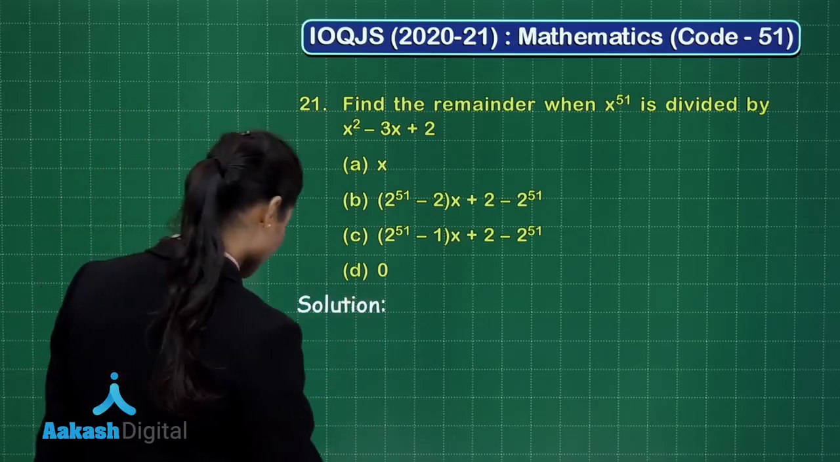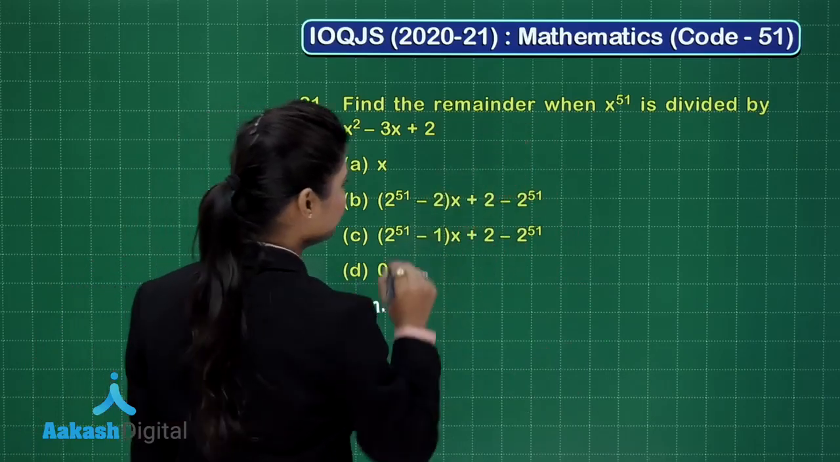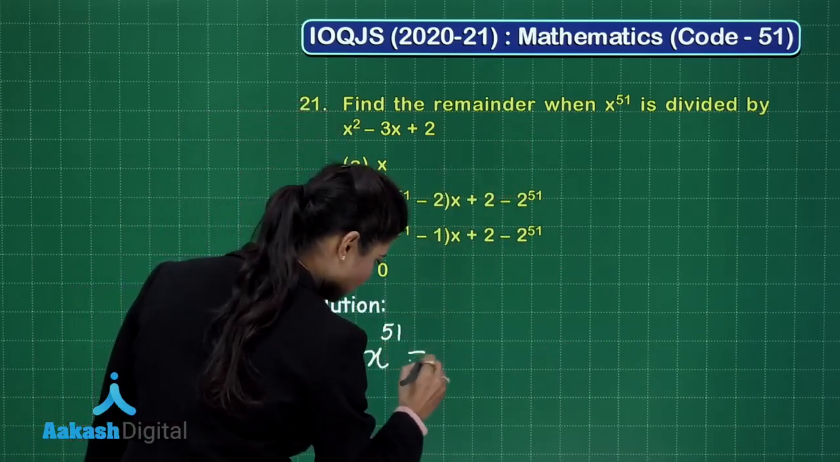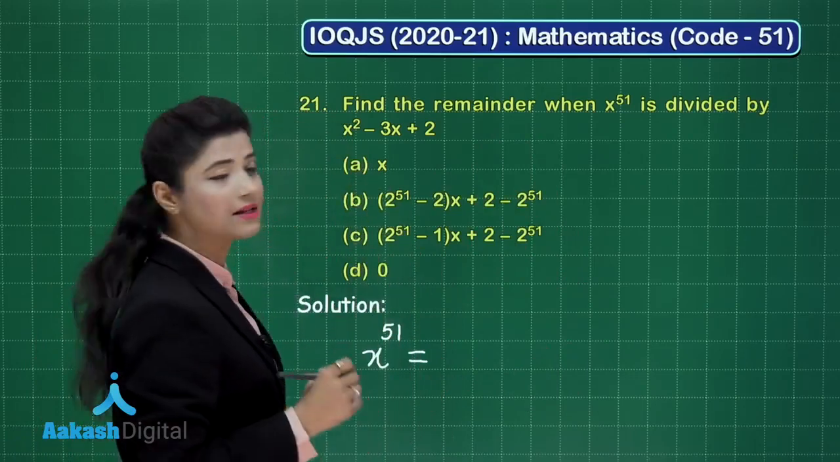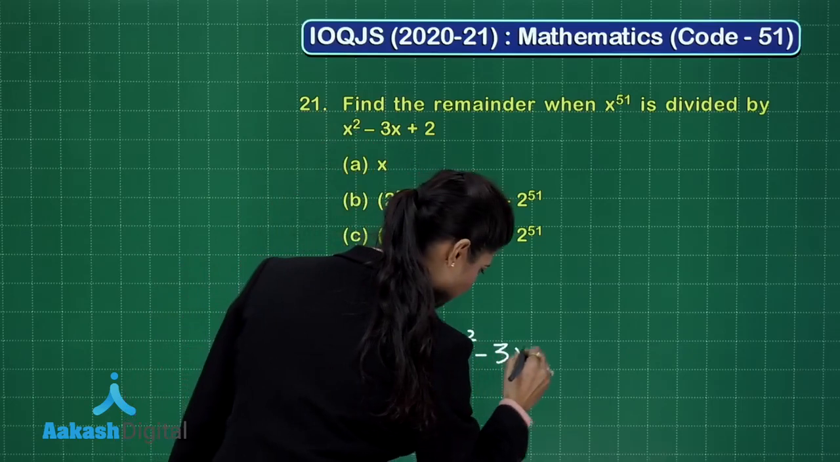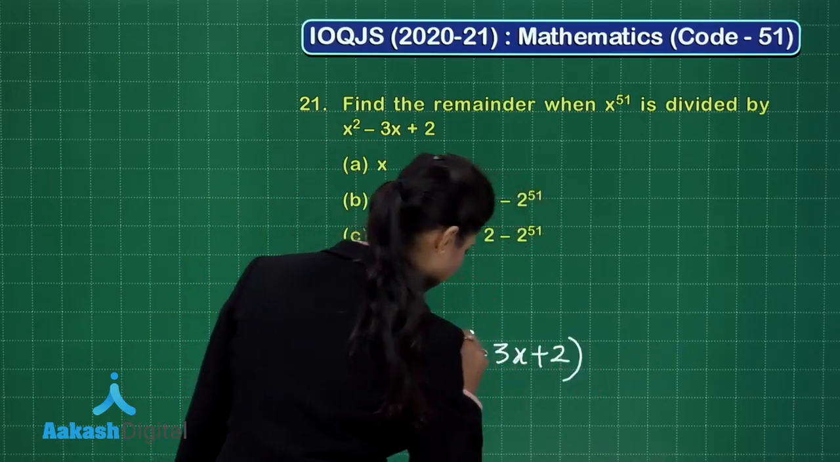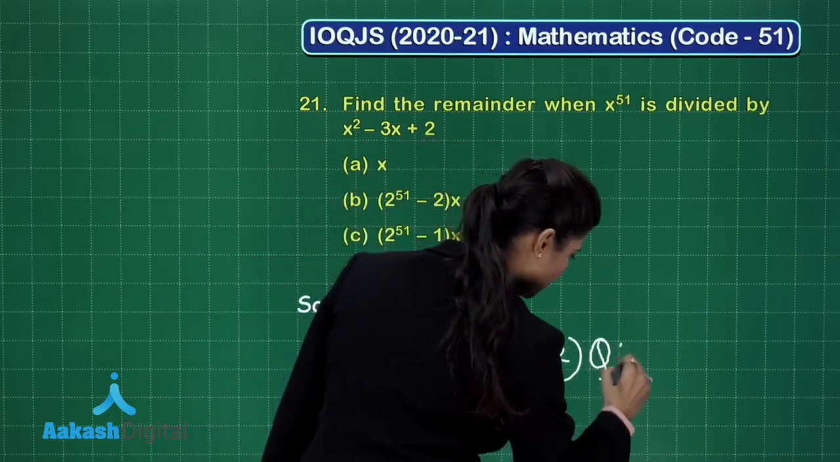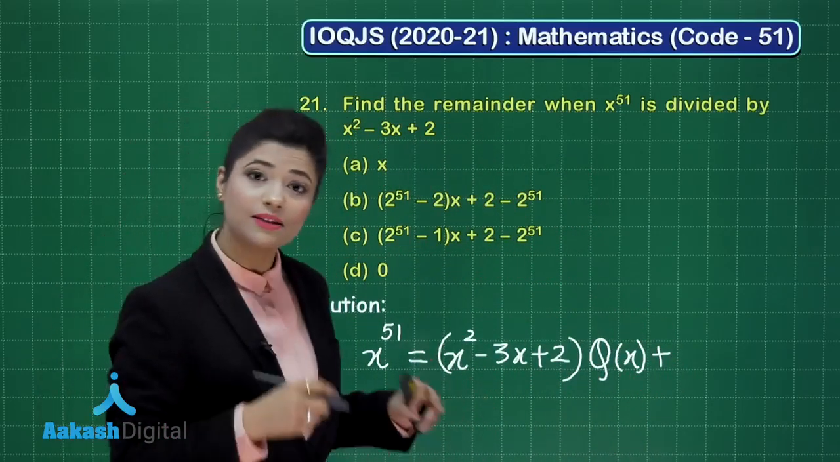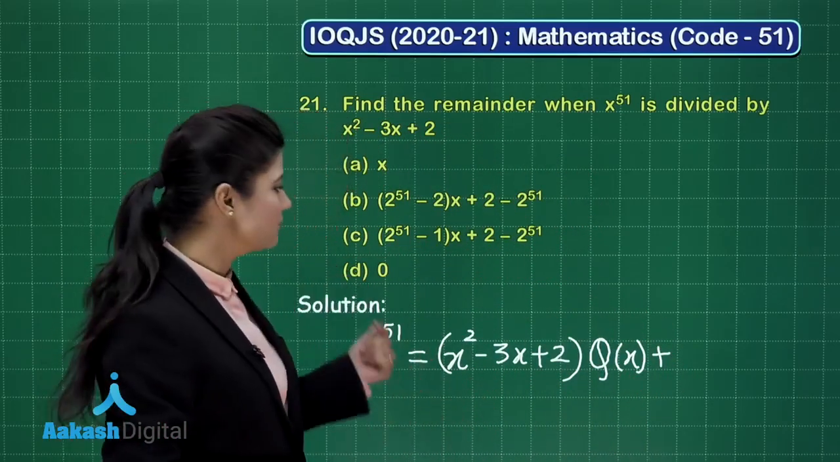So very first, as we are talking about this polynomial being divided, this is the dividend, and the divisor is x square minus 3x plus 2. Let's say there is some quotient q of x and some remainder. As you can see, the divisor is a polynomial of degree 2.